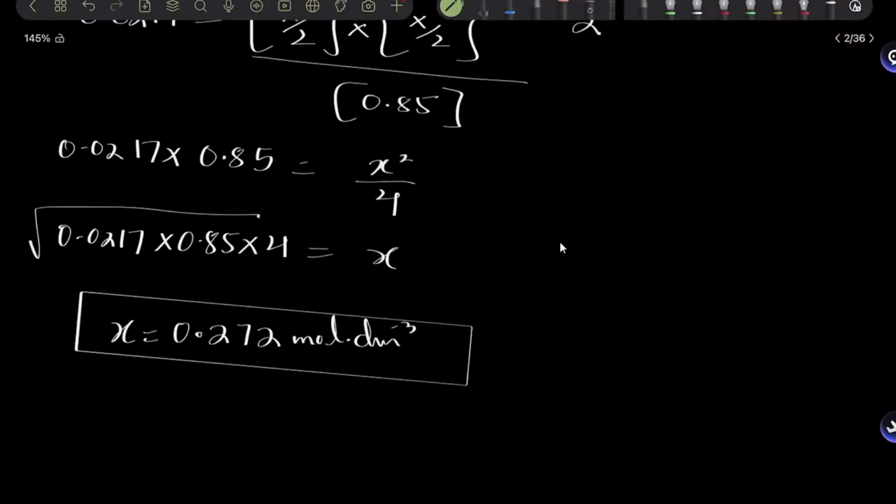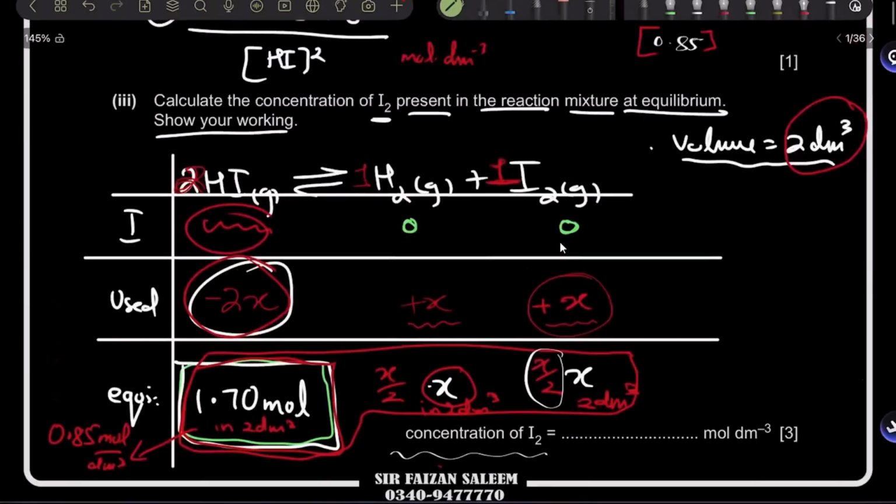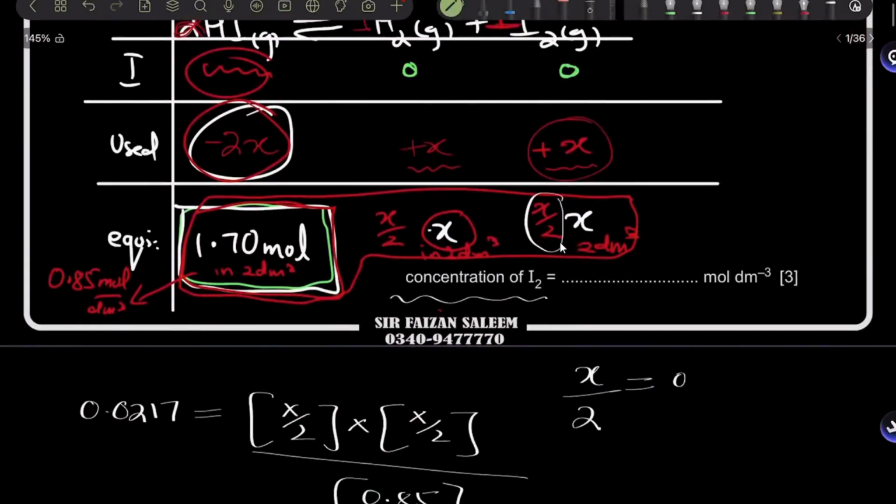So what's the value of iodine? That's 0.0272 divided by 2. 0.0272 divided by 2, how many moles? 0.0135 moles per dm cubed. So these are the moles of I2, 0.0135. Are we clear with the question?